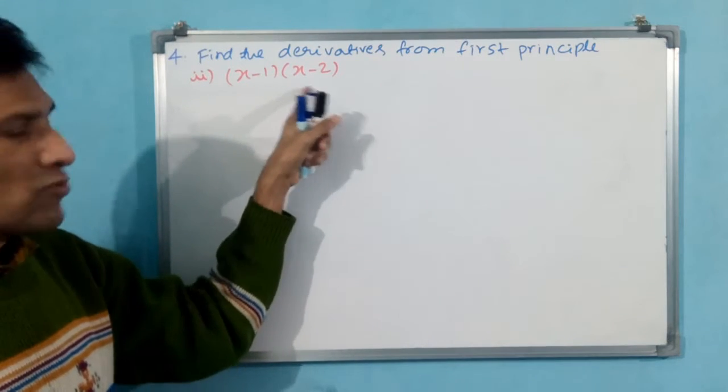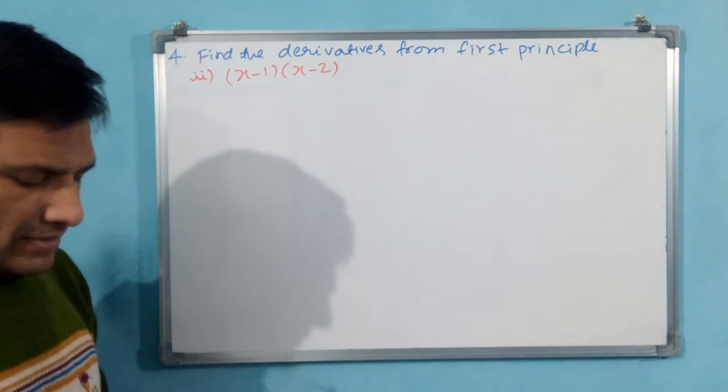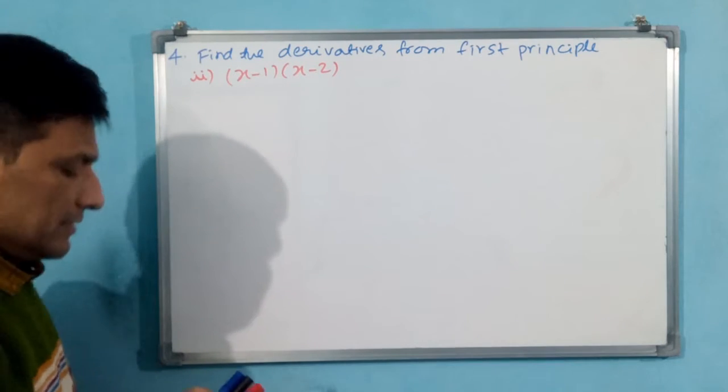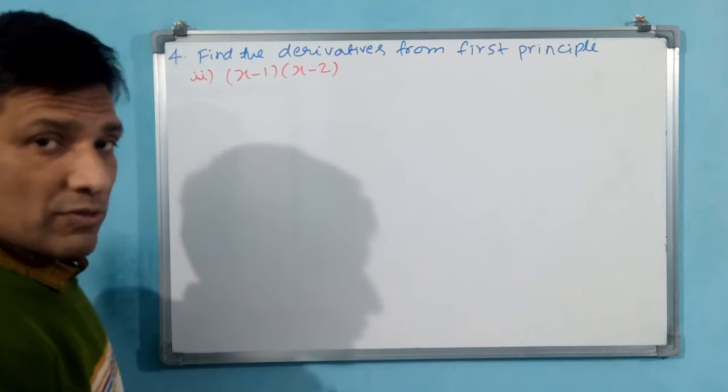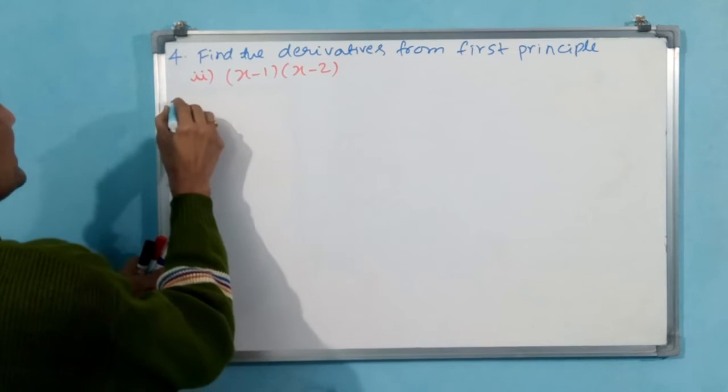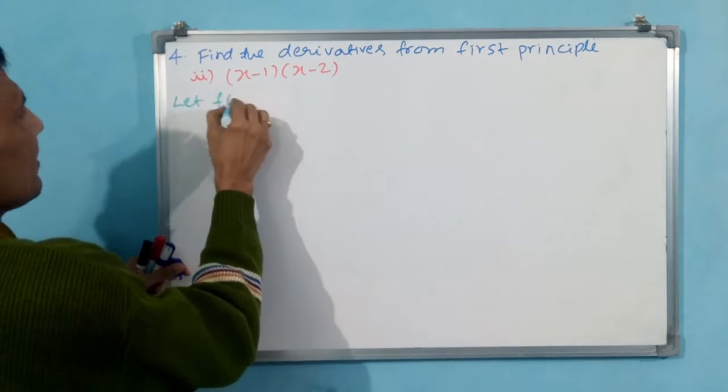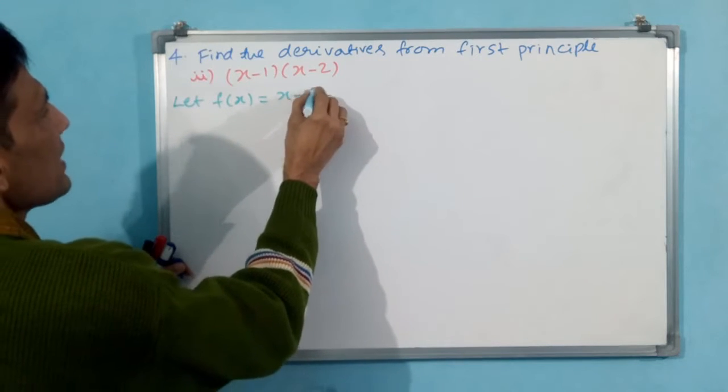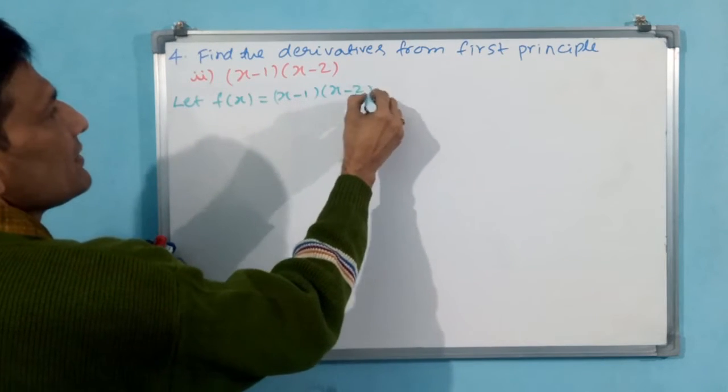Let f of x, you have to take this one. Okay, let us take, you see what I am writing. Let f of x is equal to x minus 1 into x minus 2.